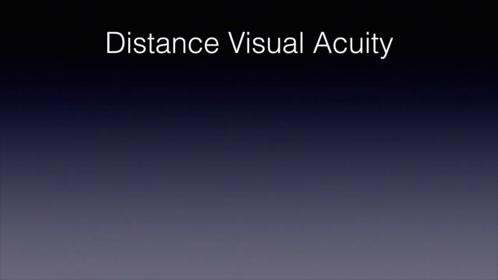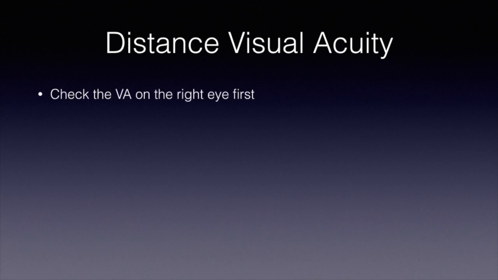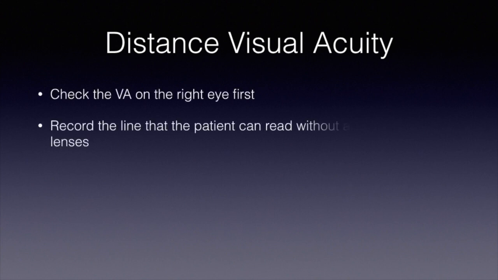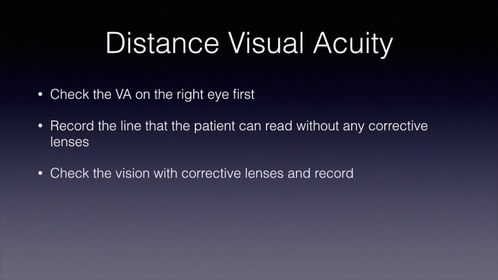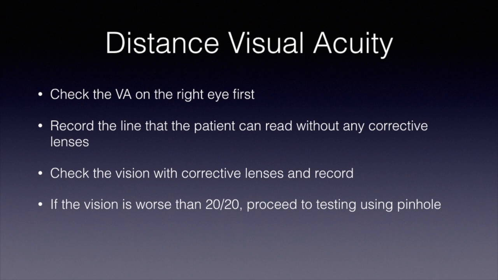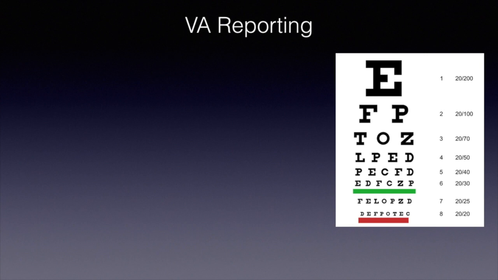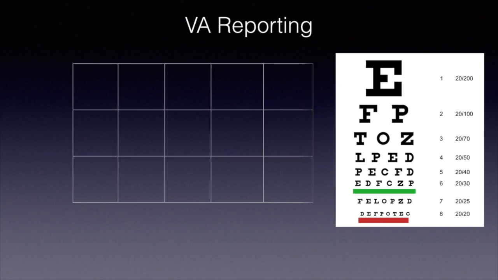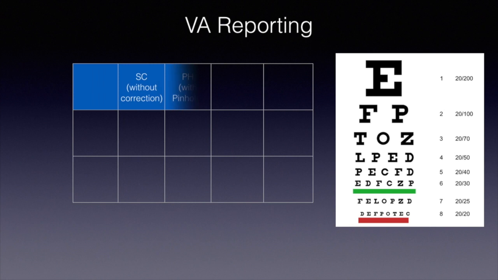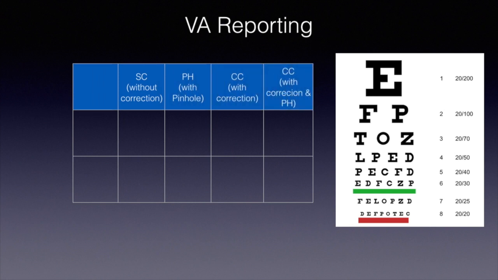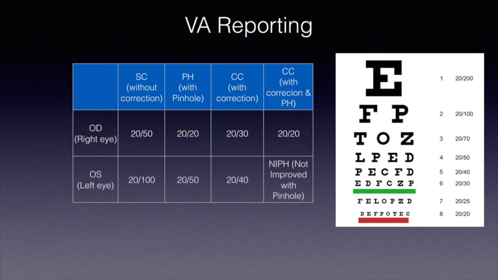Check the vision on the right eye first. Record the line that the patient can read without any corrective lenses. If available, repeat again using corrective lenses and record the visual acuity. If the vision is worse than 20/20, record the vision and proceed to testing with pinhole vision. Your visual acuity findings should look like this. If the vision is not improved with pinhole or corrective lenses, you may write NIPH.